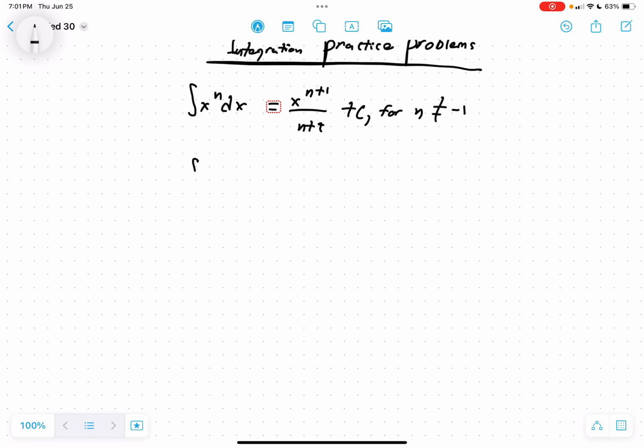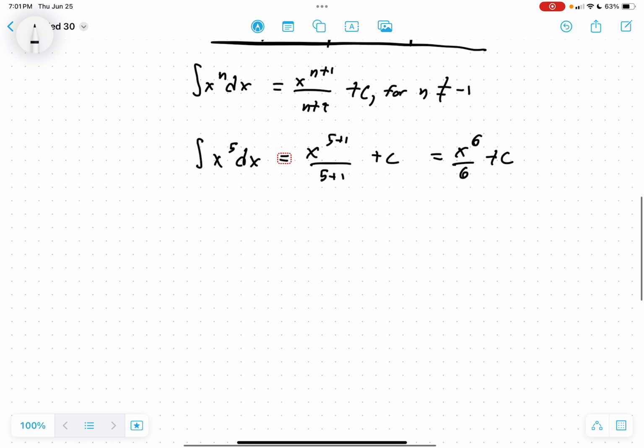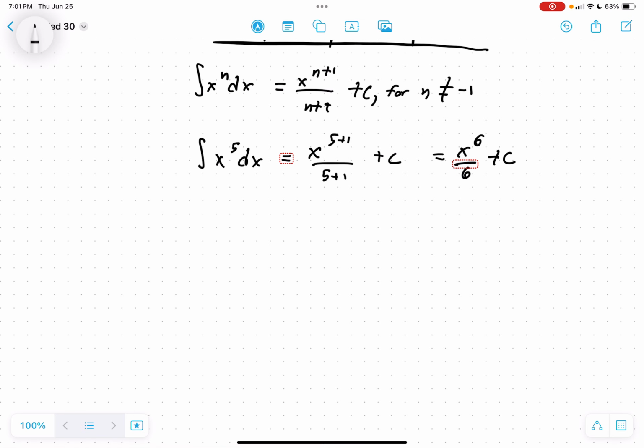So let's say we have the integral of x to the 5th dx. We'll start off simple, right? Well, look at my power rule. All I'm going to have to do is say this equals x to the 5 plus 1 over 5 plus 1 plus c, which equals x to the 6 over 6 plus c. So that's my answer.